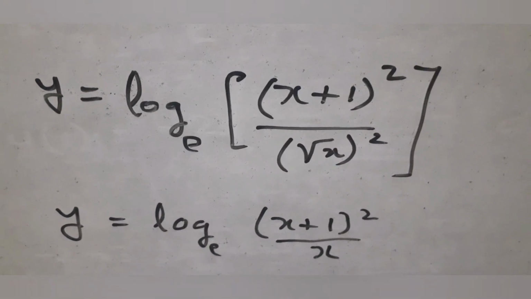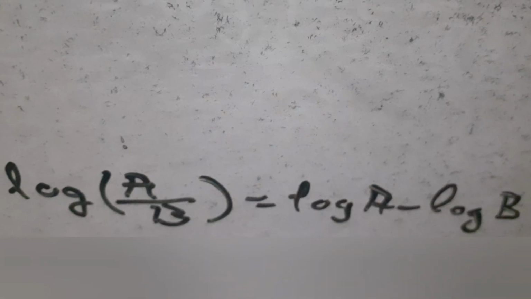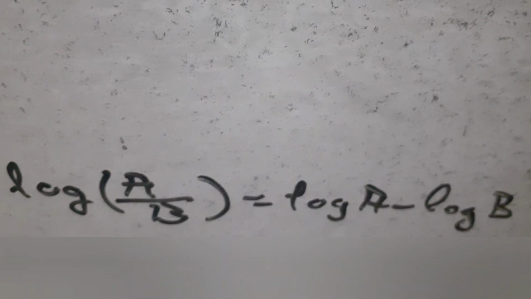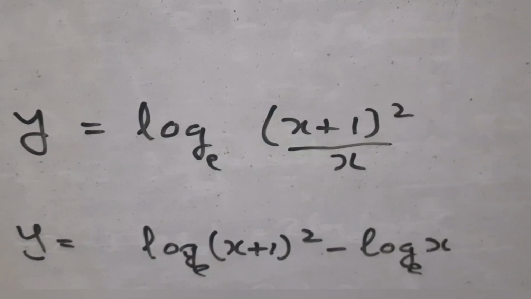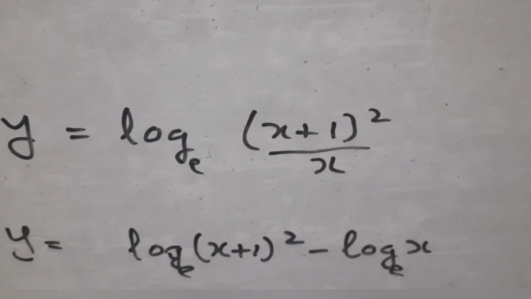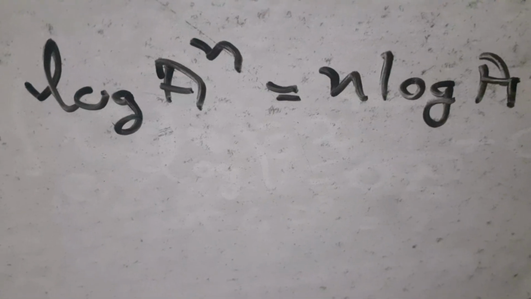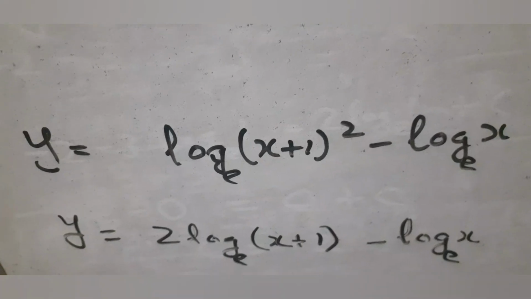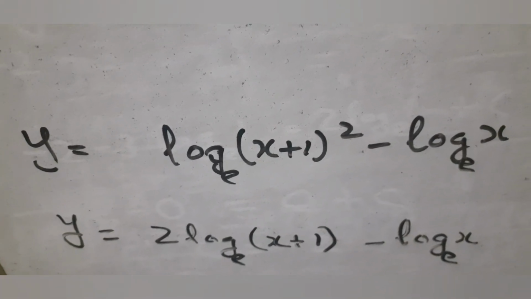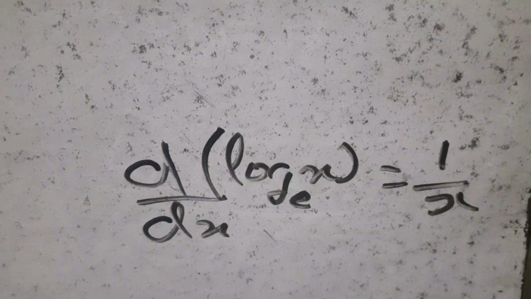This is the property of logarithms for log of a by b. The first term, use the property of log of a power n. Now differentiate each term separately with respect to x.